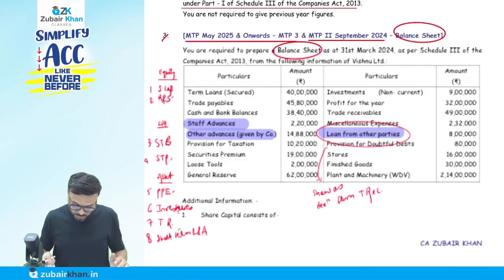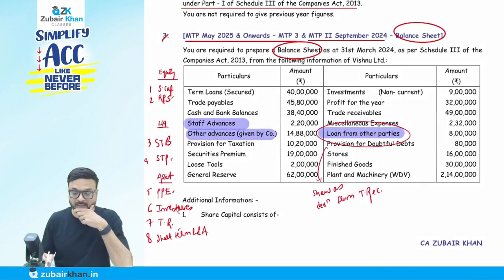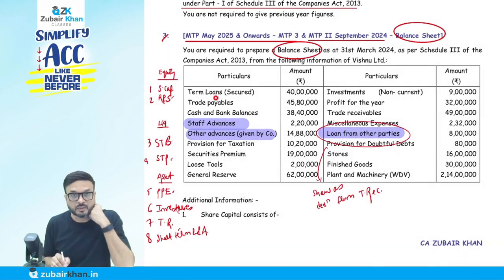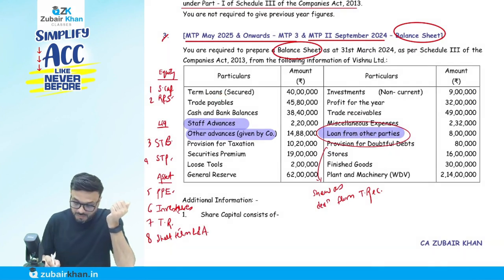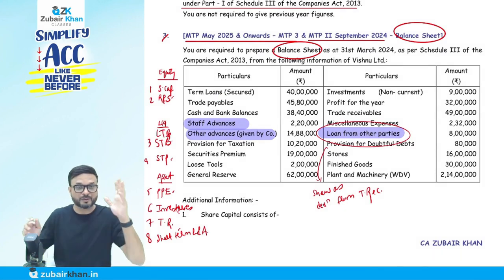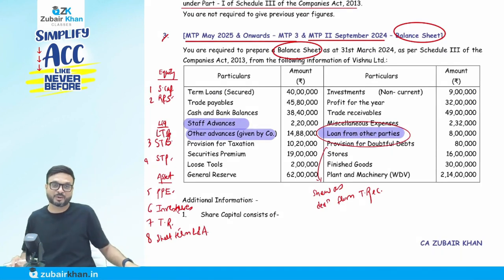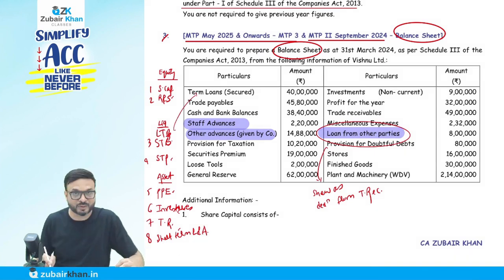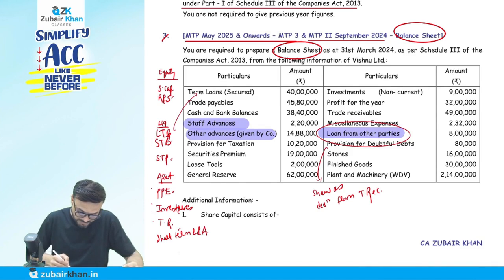So how many notes to account do we have? Total 8. But one more thing: as you can see, the term loan is generally long-term borrowing only. So we can make it on long-term borrowing. That is our favorite, long-term borrowing. After that, they have 1 point here. So we have total 9 notes to account: 1, 2, 3, 4, 5, 6, 7, 8, and 9.